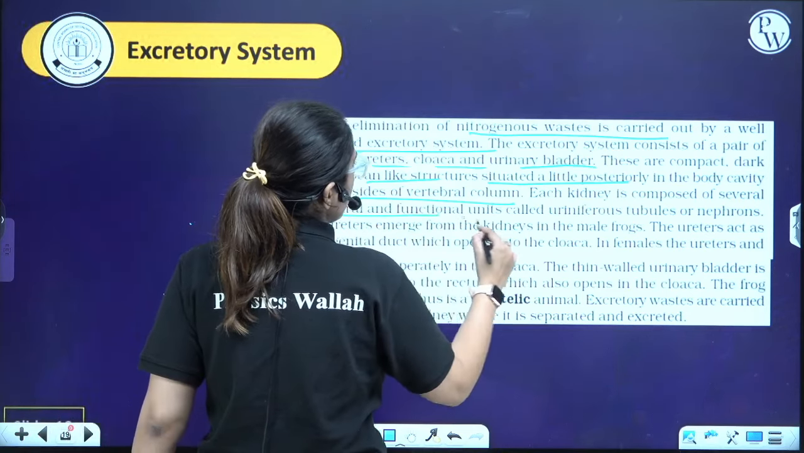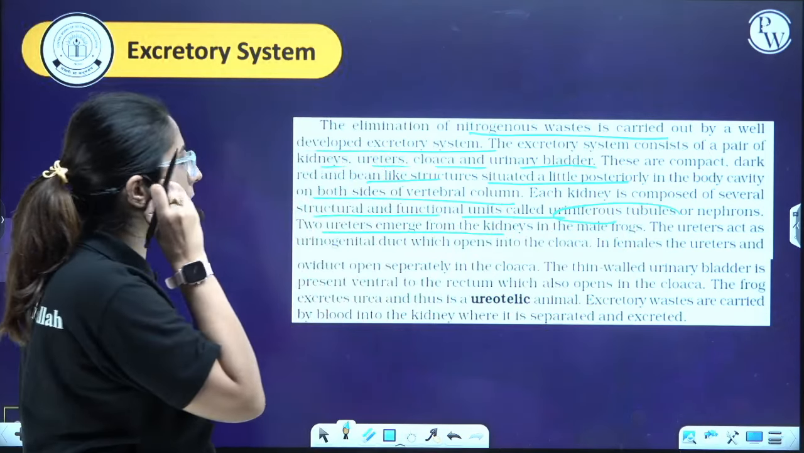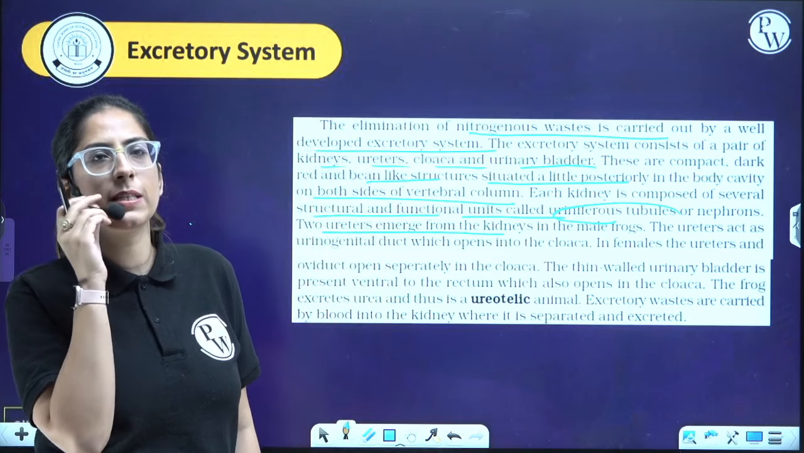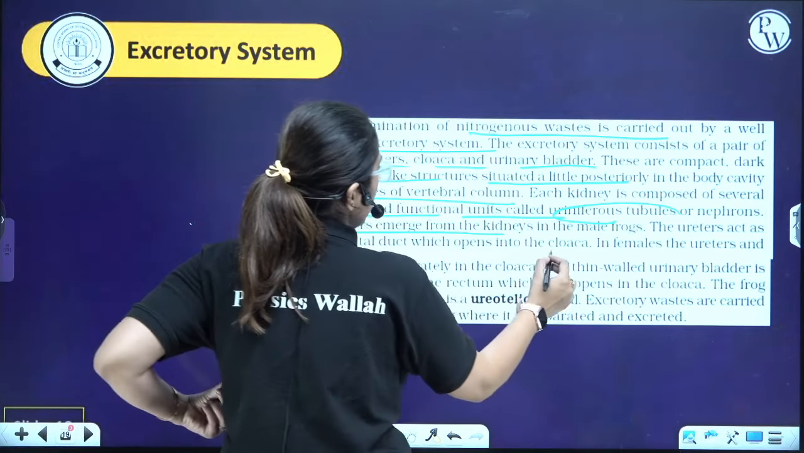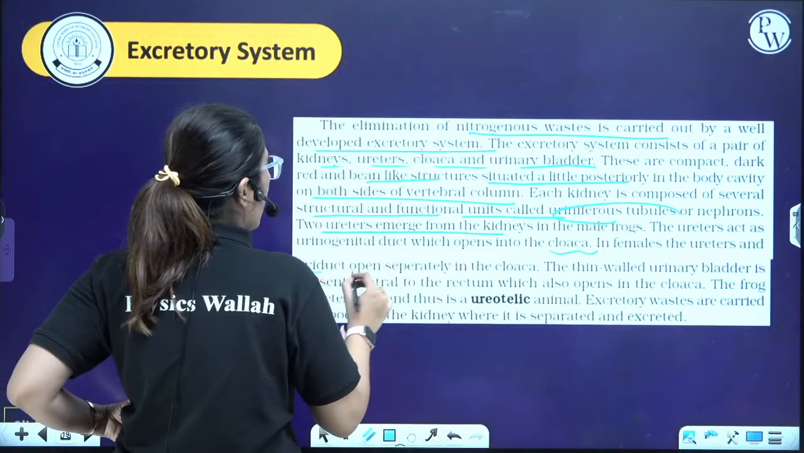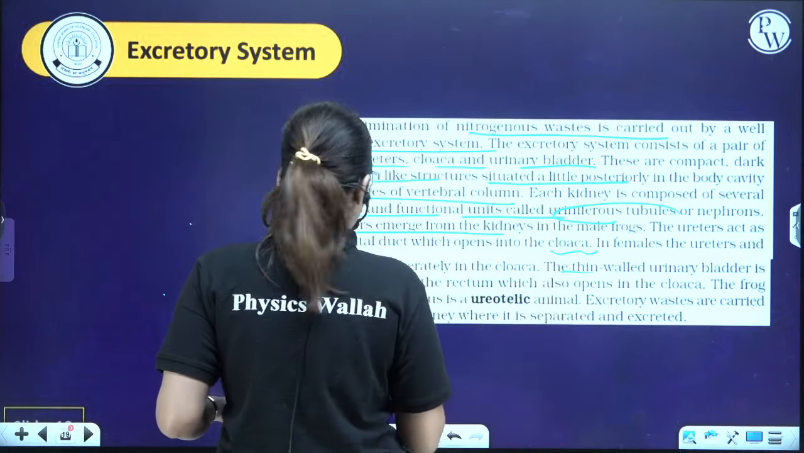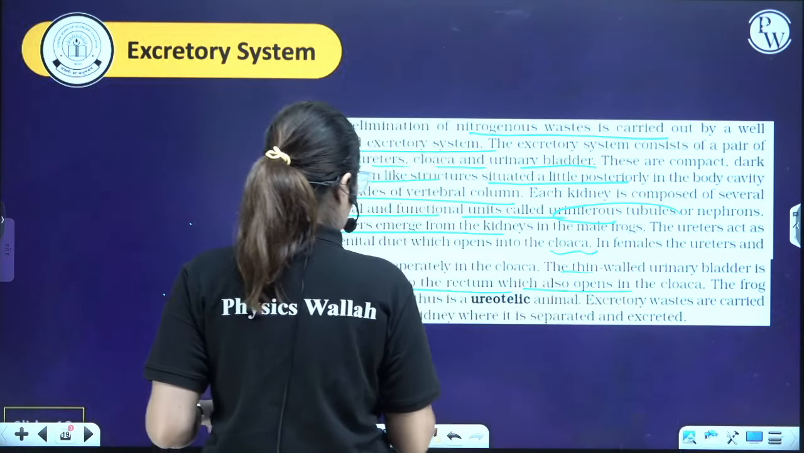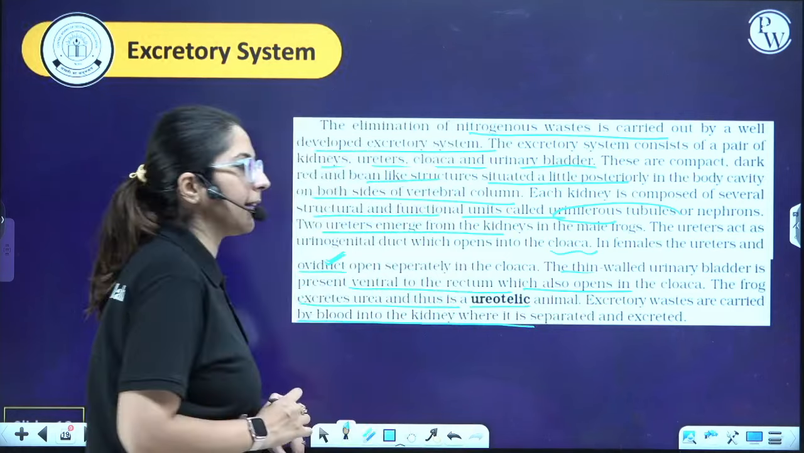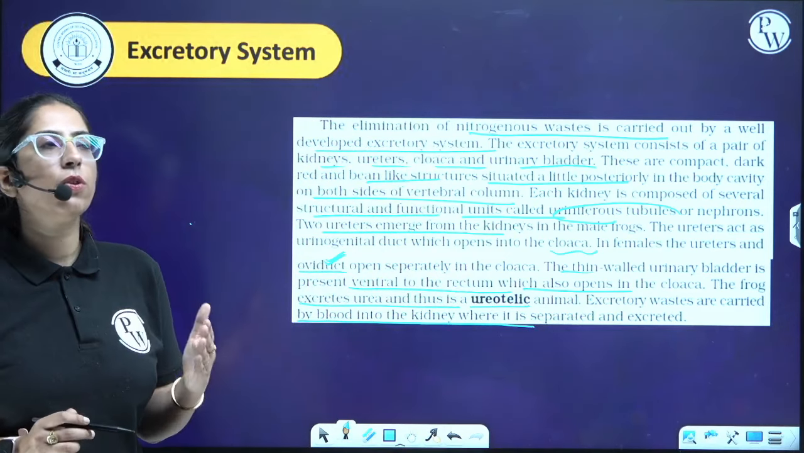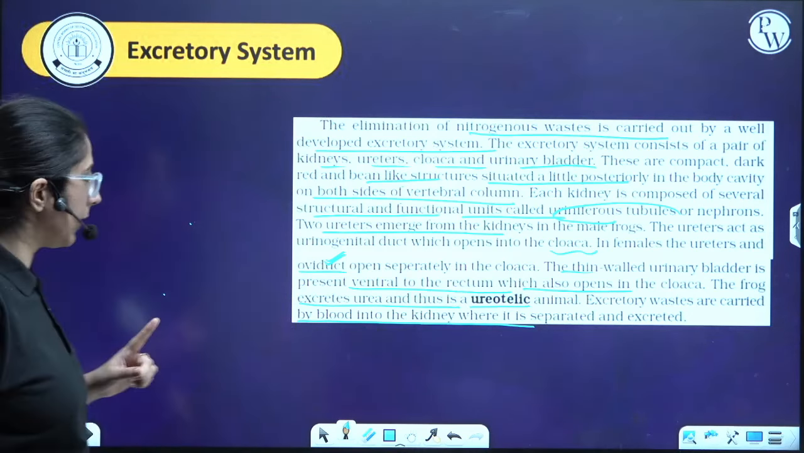Kidney is composed of several structural and functional units, uriniferous tubules or nephrons. Two ureters emerge from the kidney in the male frog. The ureter acts as a urinogenital duct. This we have already discussed. It carries urine and also sperm, which directly opens into the cloaca. In case of female, the ureter and oviduct, I'll show you later. You can leave this point here. A thin-walled urinary bladder is present ventral to the rectum, which also opens into the cloaca. The frog excretes urea, so it is ureotelic. The waste is carried to the kidney where it is separated and excreted. Clear? But one thing you should know, the tadpole is ammonotelic. Clear?